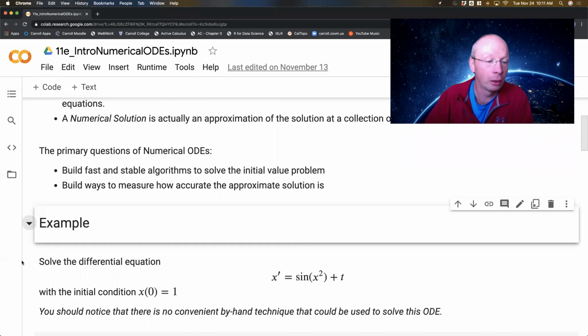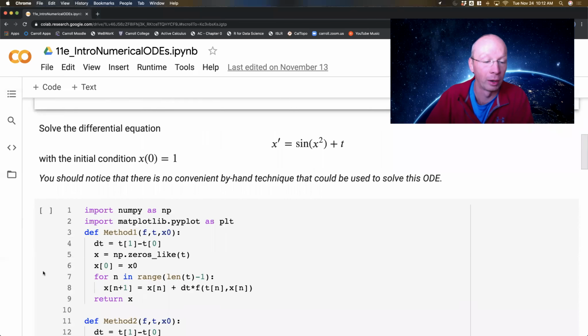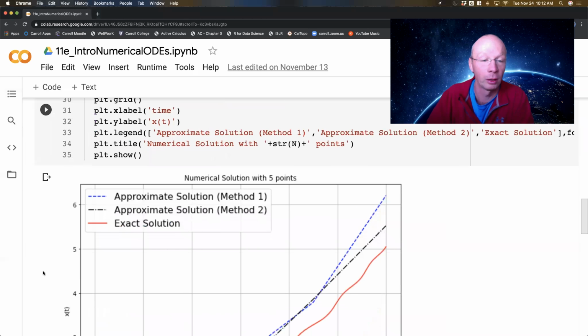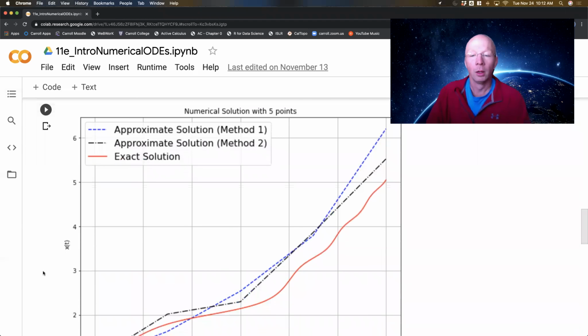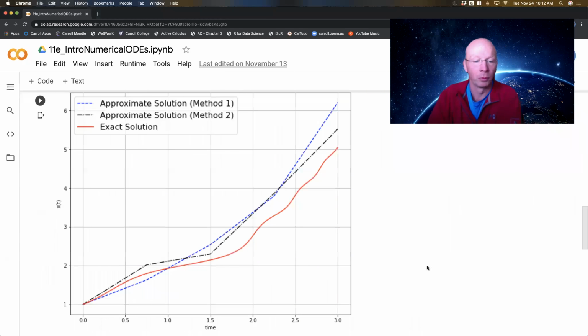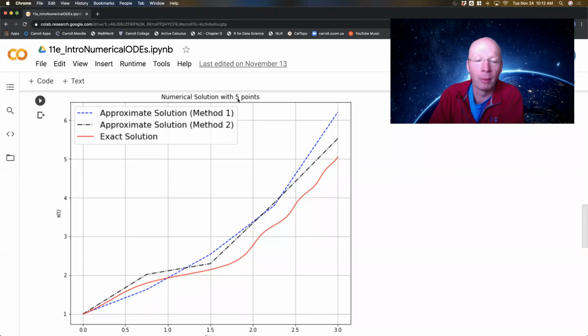So here's what I've done. And as you've seen in all of these other videos, you can ignore the code that I've written. I'm just going to scroll past it. I've got the exact solution here in red. Let me zoom out just a little bit. There we go. I've got the exact solution to this thing in red. Don't worry right now about how I found it. I found it. Right? And then I said, let's take 5 points and make approximations.